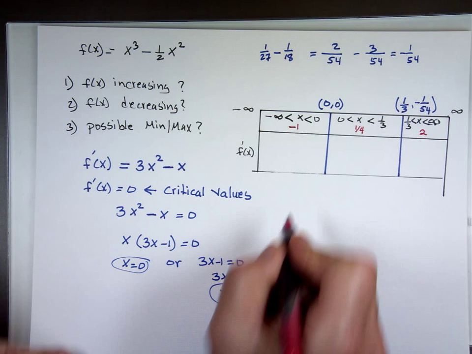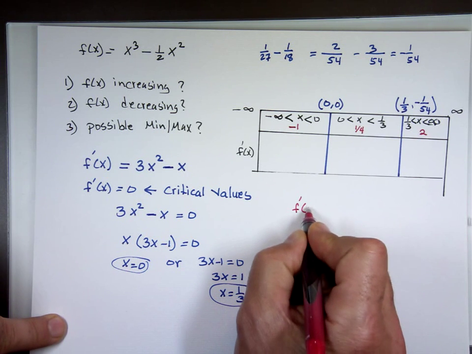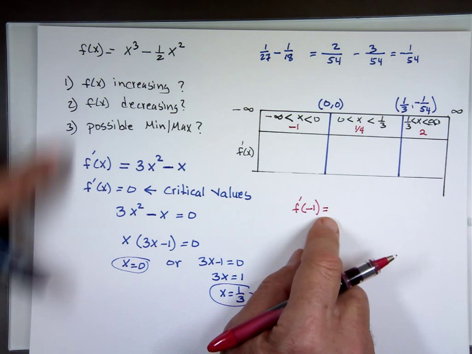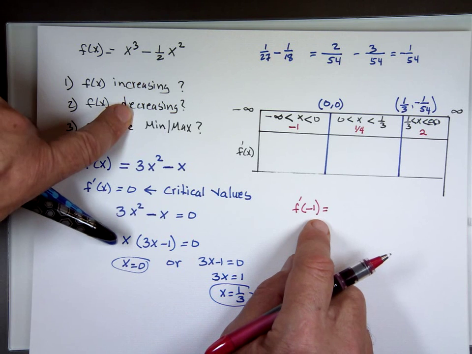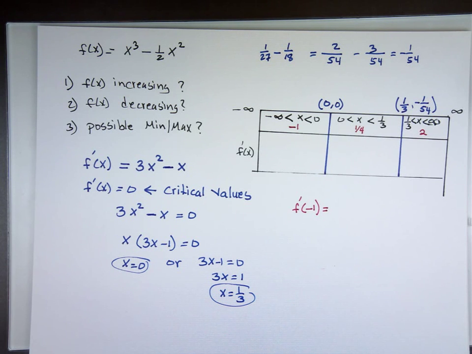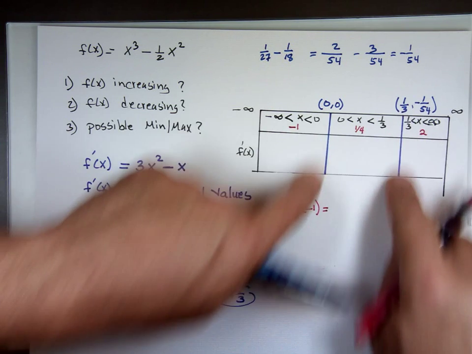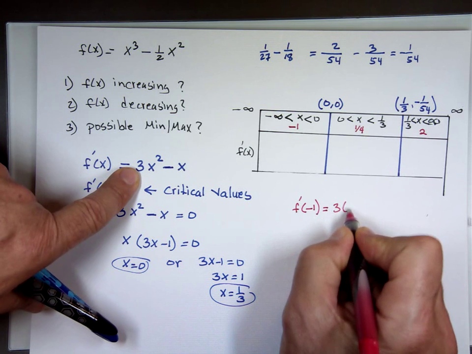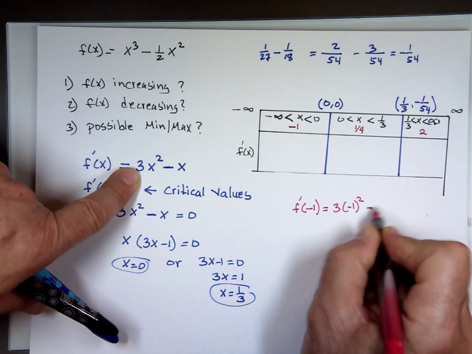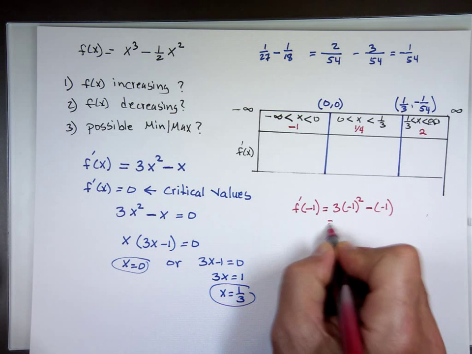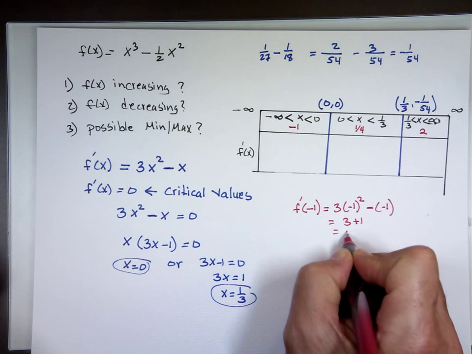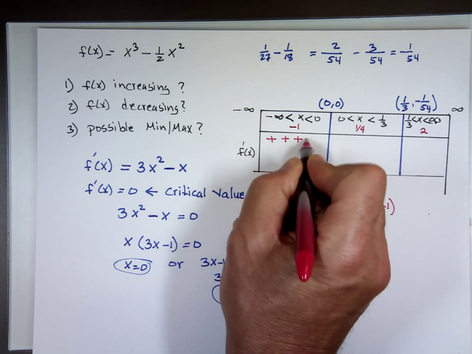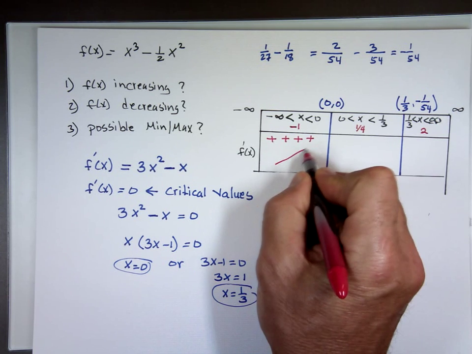And now plug it into the derivative, not the function, the derivative. What is the derivative at negative 1? If the value is bigger than 0, it's increasing. If the value is less than 0, it's decreasing. It can't be 0 because 0 is for these values, these lines. When it's negative 1, this will be 3 times negative 1 squared minus a negative 1. 3 plus 1, which is 4. All I need to know is whether that value is positive or negative. It's positive, which tells me the function is increasing.